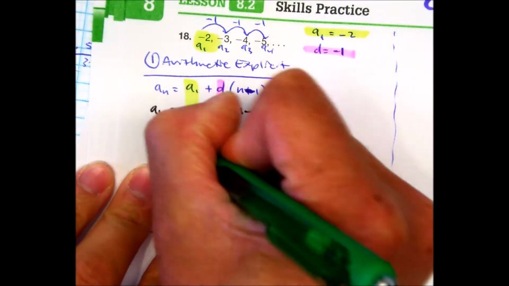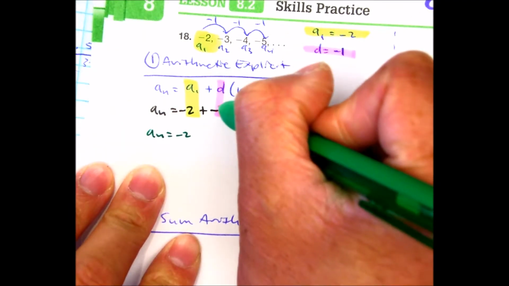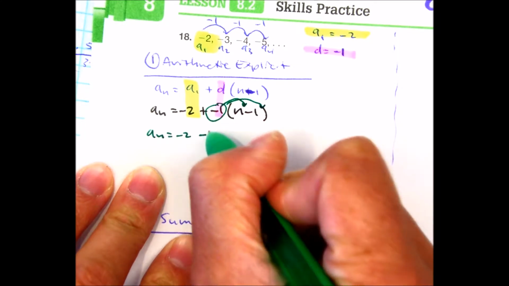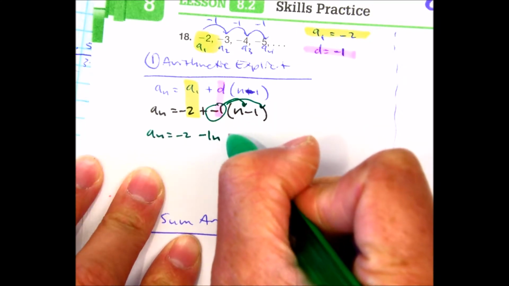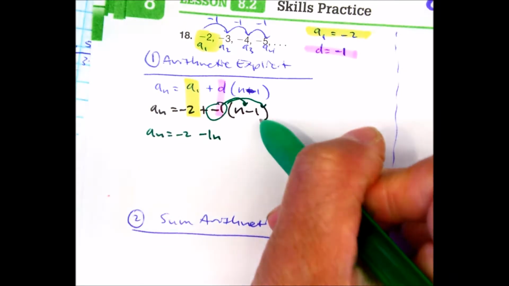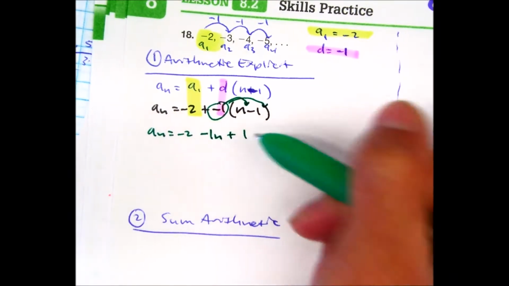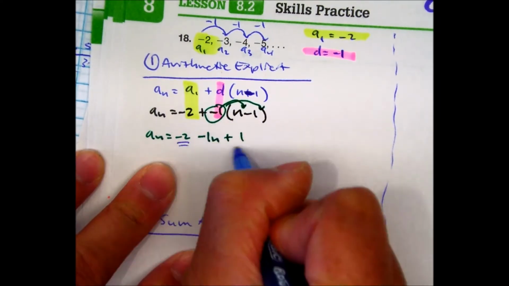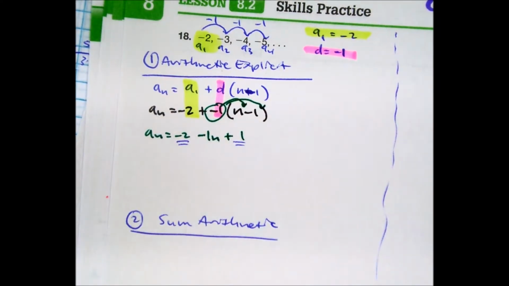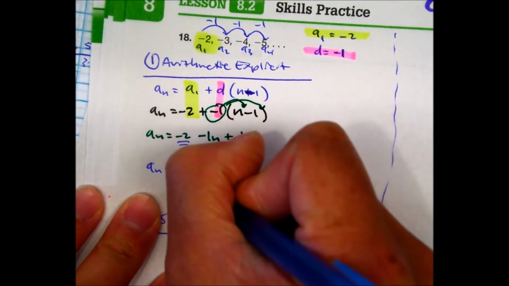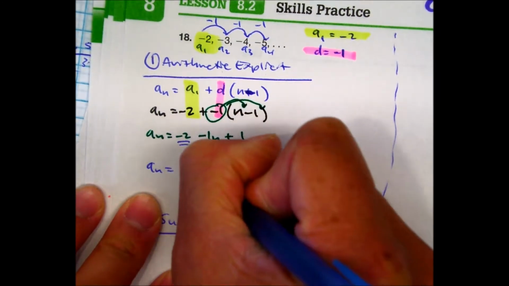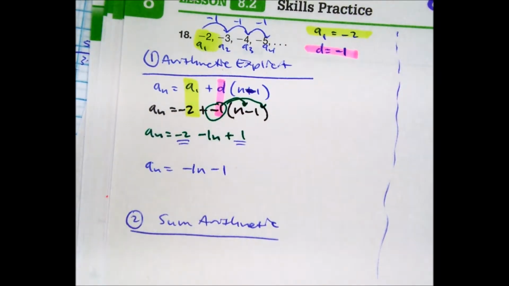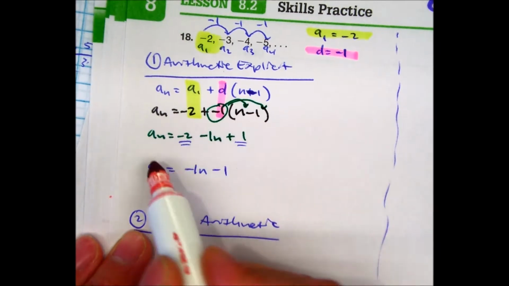And so now that becomes -2. Let's go ahead and distribute that -1. Plus 1. And if we combine like terms, -2 plus 1 gives us what? You can write it either direction. And this is our answer. AN equals -1N minus 1.